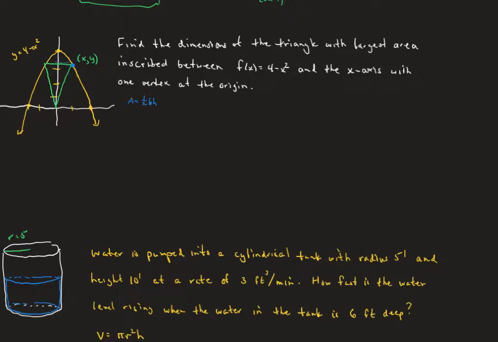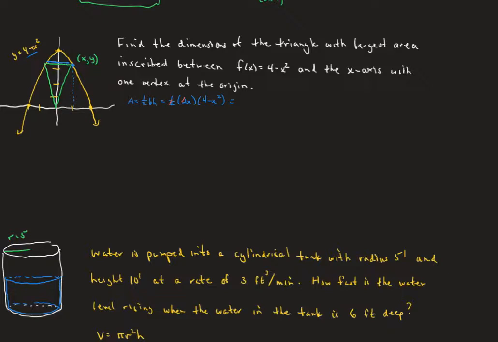The base of our triangle, because of the symmetry, is going to be 2 times that x coordinate. So there's our base. Now the height of our triangle is going to be the y coordinate of that point. And because that point is on our curve, its y coordinate must be 4 minus x squared. So here is the area function that we are trying to maximize. So if we clean it up a little bit, we can cancel the 1/2 with the 2.